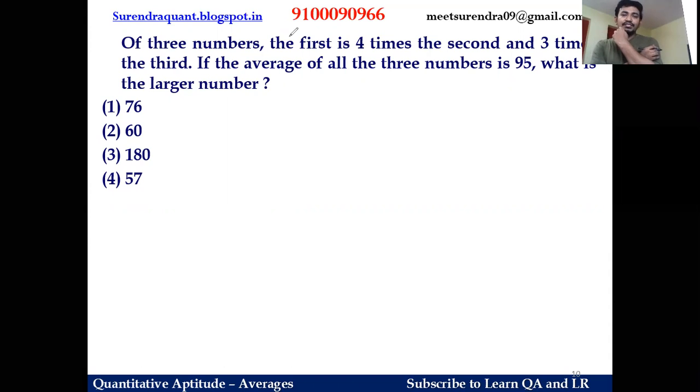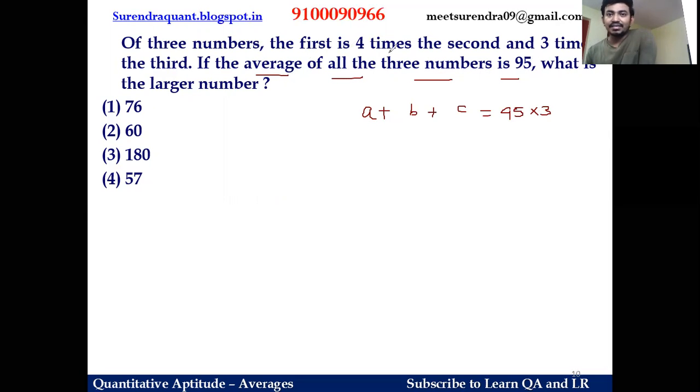Of the 3 numbers, the first number is 4 times the second number and 3 times the third number. He has given the relations between A, B, C. Let's talk about the second statement first. The average of all 3 numbers is 95. If the average of 3 numbers is 95, the sum of the terms is 95 into 3. Yes or no? Yes.